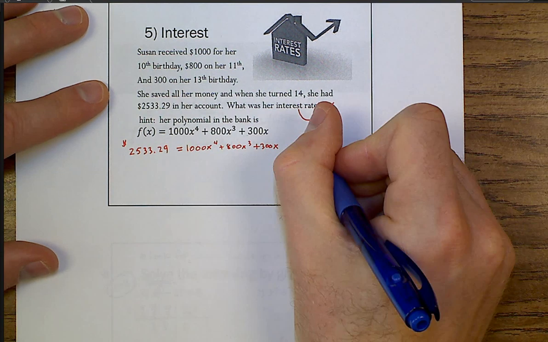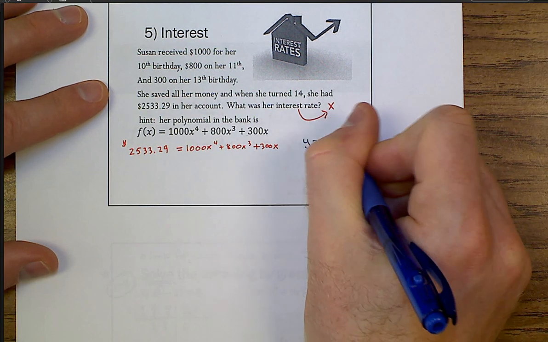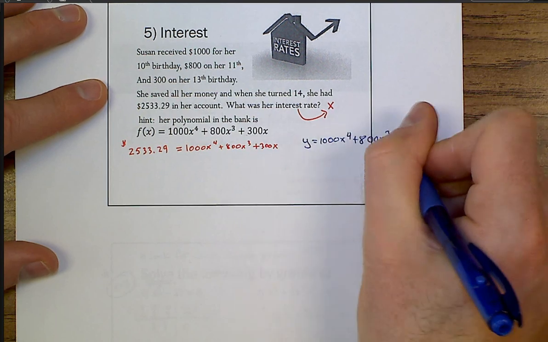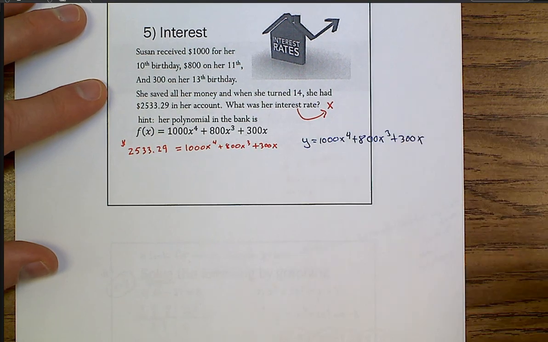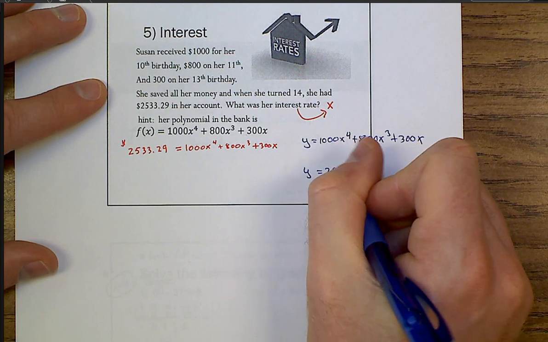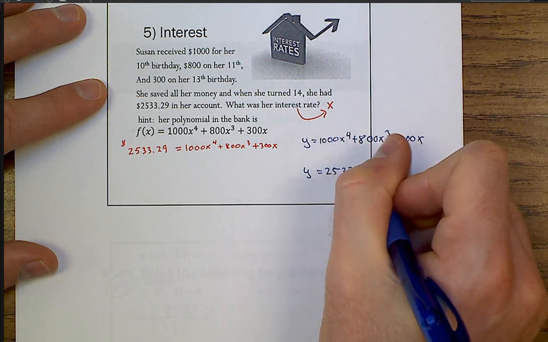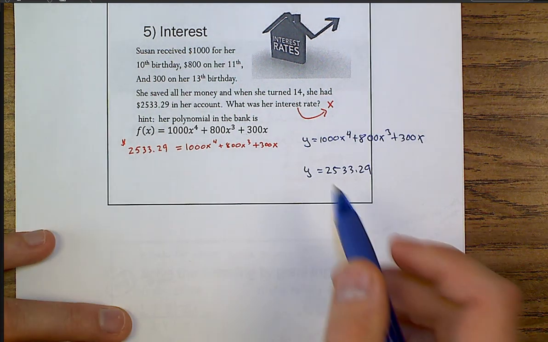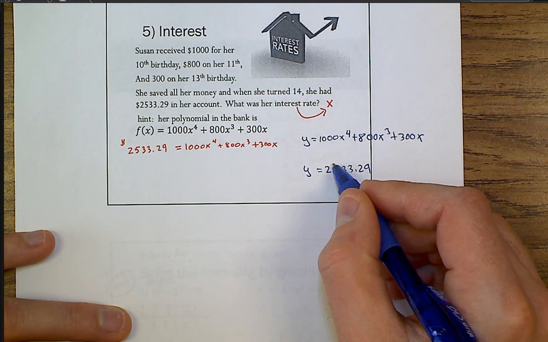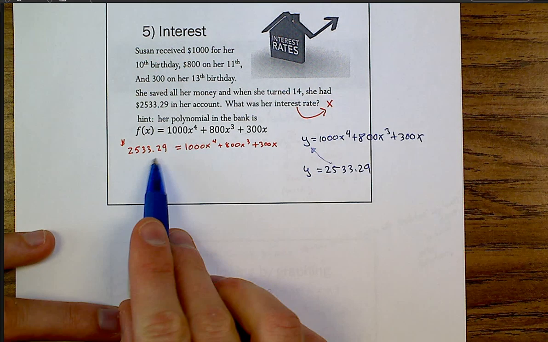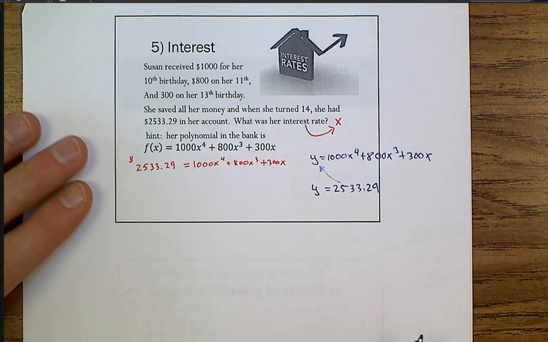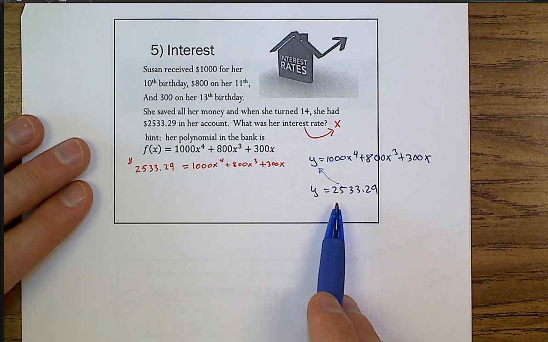The first one being y equals 1,000x to the 4th plus 800x to the 3rd plus 300x. And then a second equation just being the amount of money in her account. And so if you used substitution, y equals this, you would plug that in right there, and that's how you would get this equation. I want to show you something a little bit different on your graphing calculator.